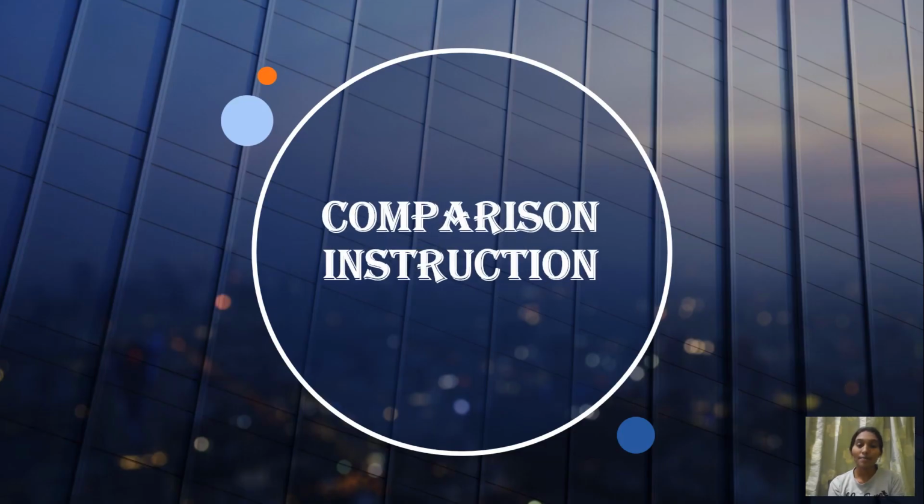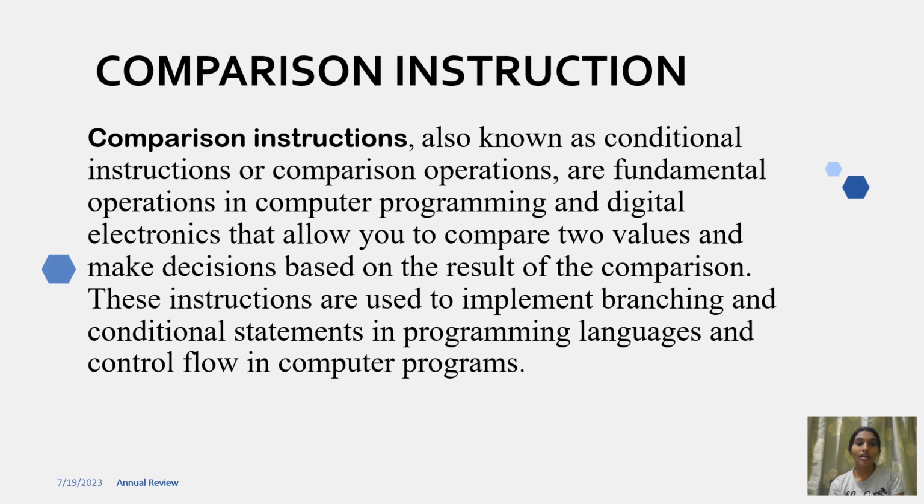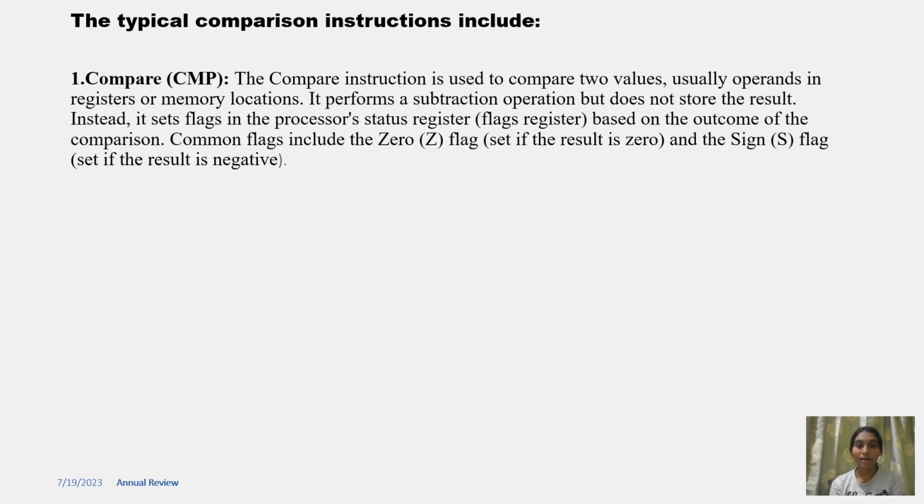Now let's see comparison instruction. Comparison instructions, also known as conditional instructions or comparison operations, are fundamental operations in computer programming and digital electronics that allow you to compare two values and make decisions based on the result of the comparison. These instructions are used to implement branching and conditional statements in programming languages and control flow in computer programs. Now let's see some types and examples for comparison instruction.